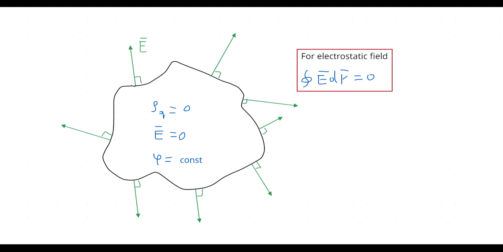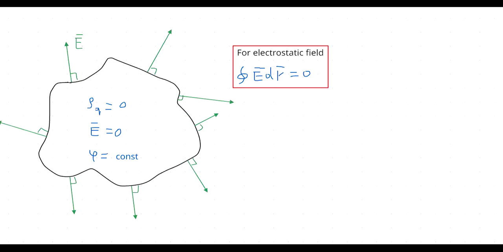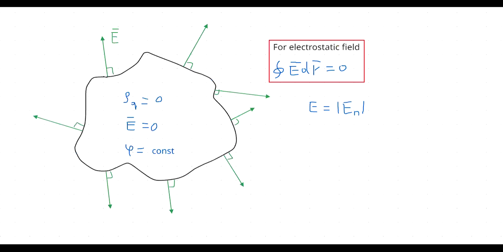And we always have this situation. So this fact can be written that near the surface of conductor we have that the absolute value of the vector of electrostatic field intensity is equal to the modulus of the normal projection of electrostatic field intensity on the surface of conductor.